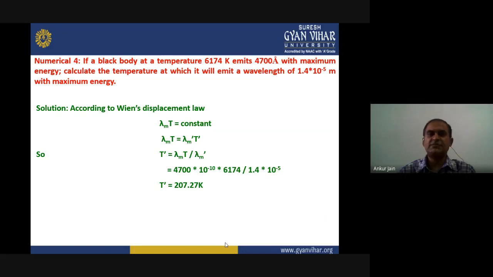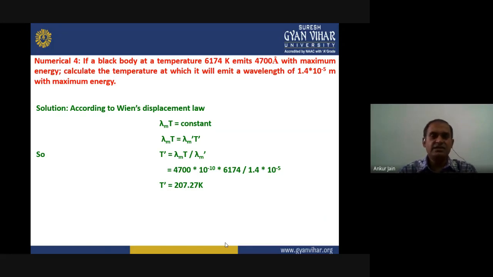Now let us go to the next numerical, which states that if a black body at a temperature 6174 Kelvin emits 4700 angstrom with maximum energy, calculate the temperature at which it will emit a wavelength of 1.4 × 10^-5 meter with maximum energy. So we already know Wien's displacement law says lambda m into T equals constant. Or we can say if there are two different bodies, then lambda m T equals lambda m dash T dash.